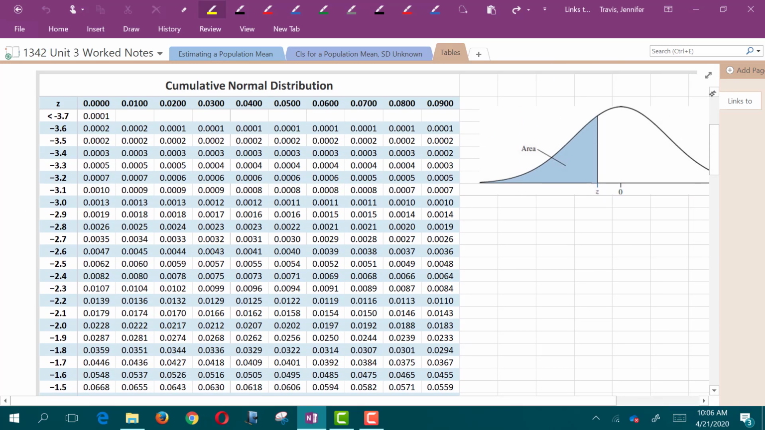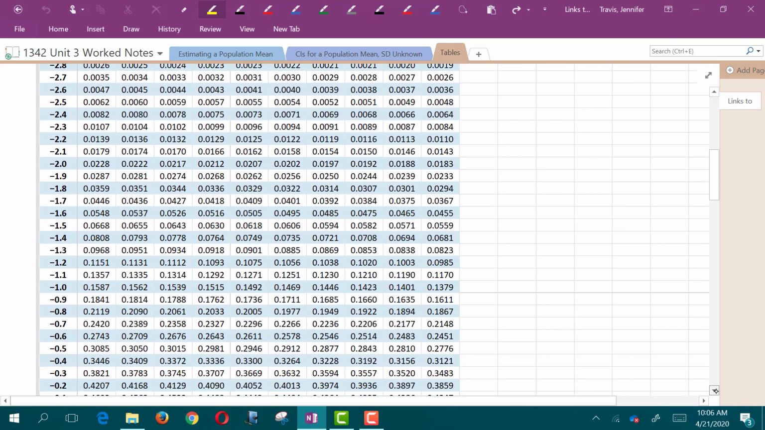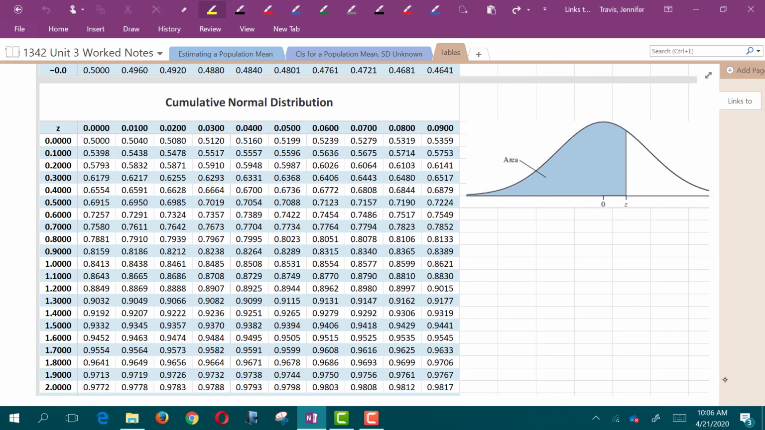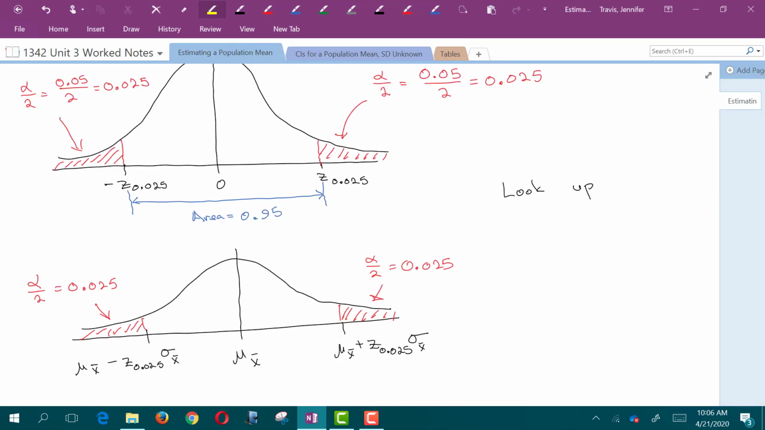Okay, so these are the ones for the negative z-scores. Now I'm going to move down to the ones with the positive z-scores. If you're using the other kind of table, the one that goes from the z-score over to the mean, you only need one page. But we've got a two-page table here. I'm just bringing this up to remind you what our table looks like. So now I'm going to go back to where we were.